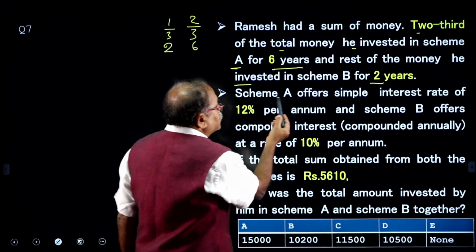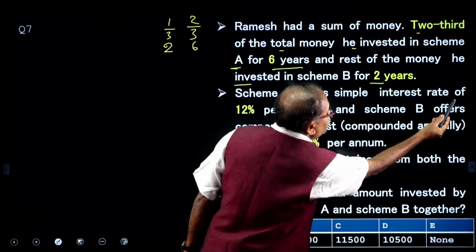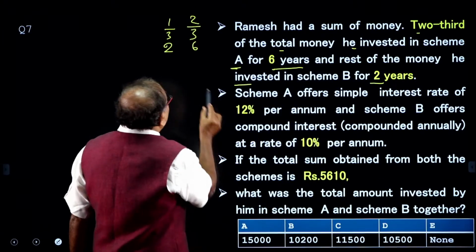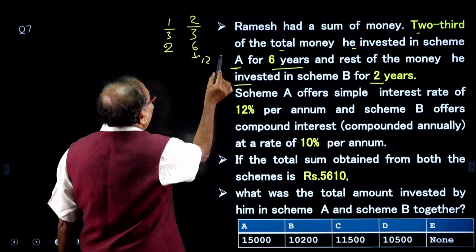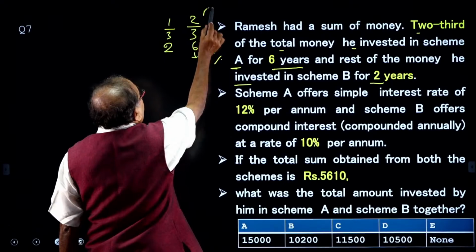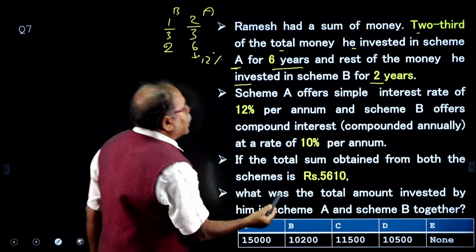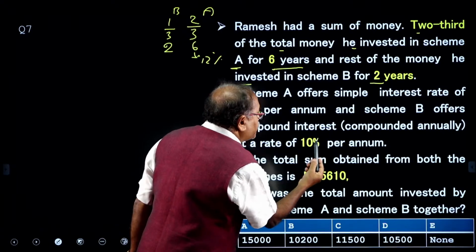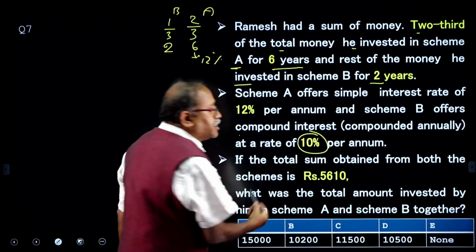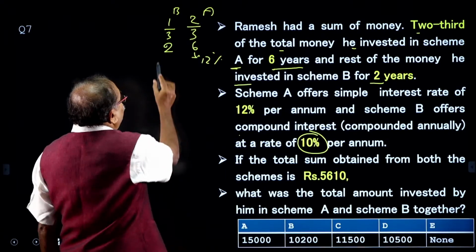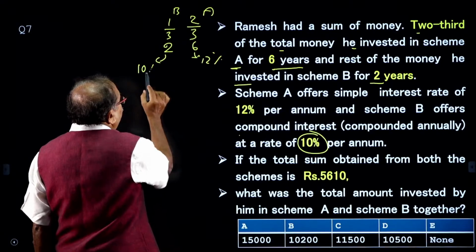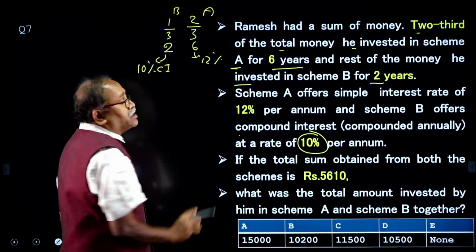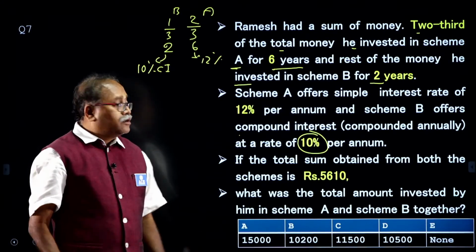The next one, scheme A offers a simple interest at the rate of 12% per annum. Here you are getting 12% per annum. This is A and this is B, and B offers a compound interest at 10% per annum. So, here it is 10% per annum compound interest. Done? Okay.